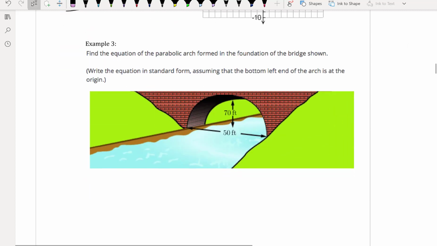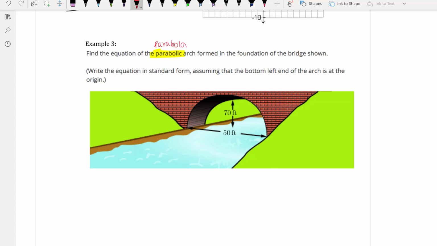Now, for example number 3, we have a word problem. It says find the equation of the parabolic arch formed in the foundation of the bridge shown. Write an equation in standard form assuming that the bottom left end of the arch is at the origin. Okay, so that's a very big hint. So it's saying that it's parabolic. So when I think about parabolic, I think about a parabola.